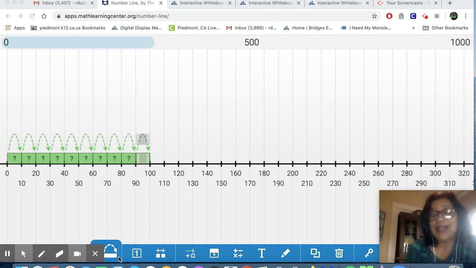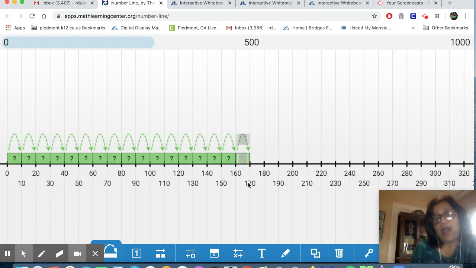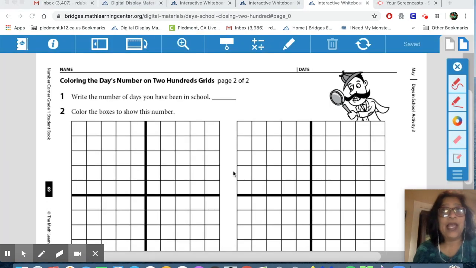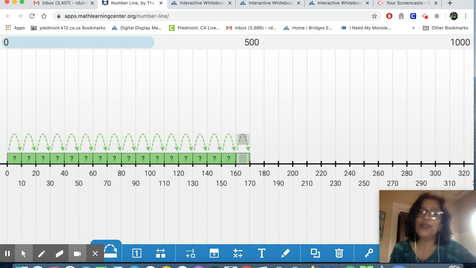Now he takes 17. So we need 10 plus what? 7 more hops, right? 1, 2, 3, 4, 5, 6, 7. So now, after taking 17 hops of 10 each, he is on 170. We have 180 days of school. So if we have 180 days of school, it would be 18 groups of 10 days.